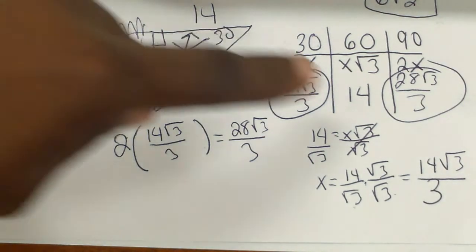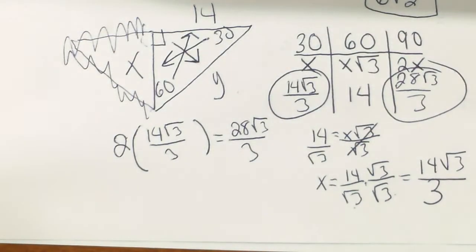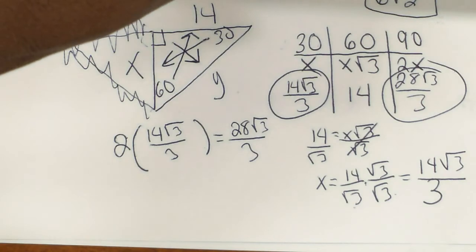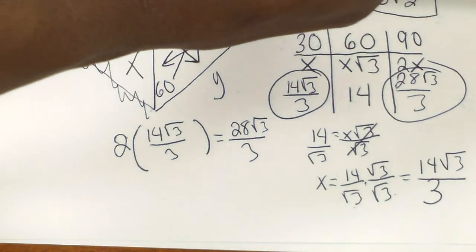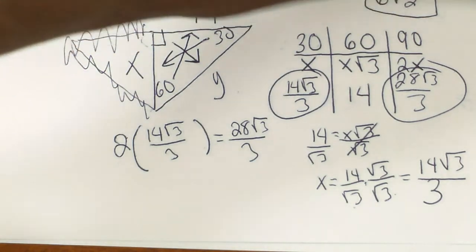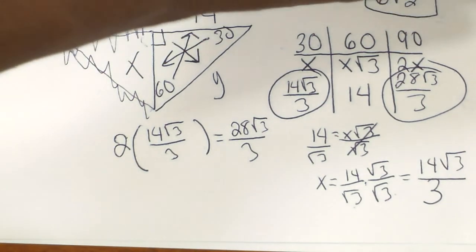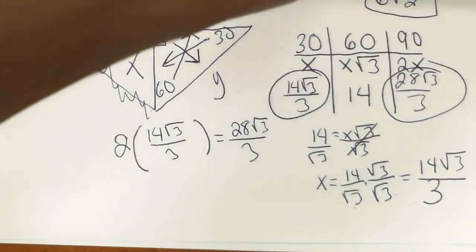Remember, on special rights, start with the given. Everybody got that? Okay, now we're going to look at the next page, page 530. Number, let me find it and pause.